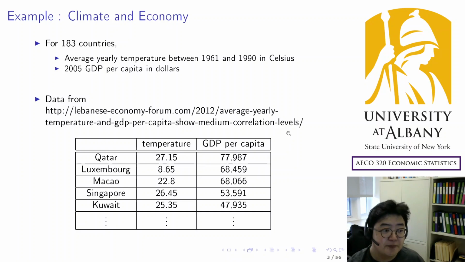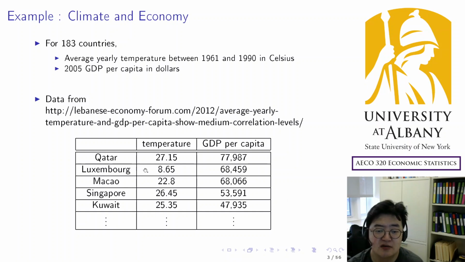So what I'm going to do here is I have real data on 183 countries, and I have their average yearly temperature in Celsius and GDP per capita. So can you imagine, would these be related or not? Like, for example, are colder countries richer or poorer? I'm not certain. So we will study how we can do it in this chapter. The data is from 2012. I will also share the Excel file on Brightspace.